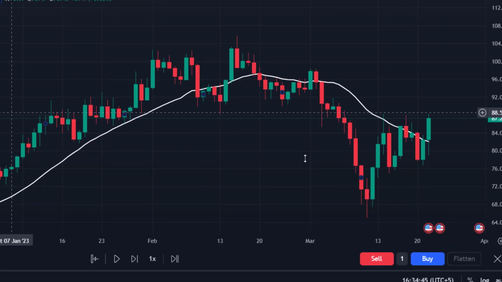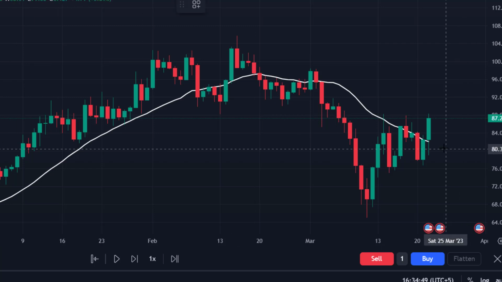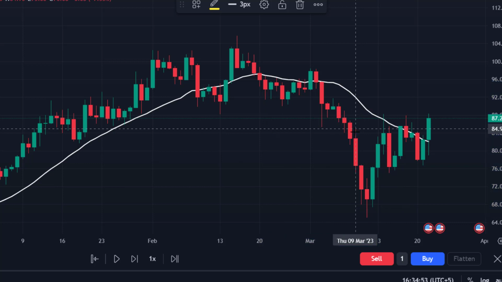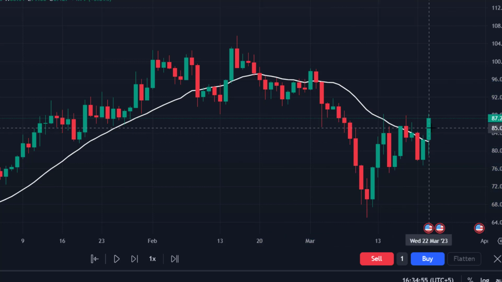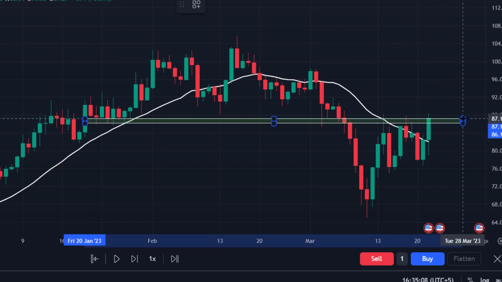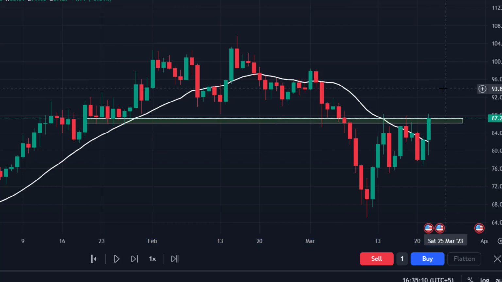Okay, now if I show you the long entry, the long position, as you can see in here, the candle is below the moving average. Now this candle just breaks out of the moving average. This is our first condition. The second condition: we just break this support resistance level. As you can see in here, this is our resistance level.